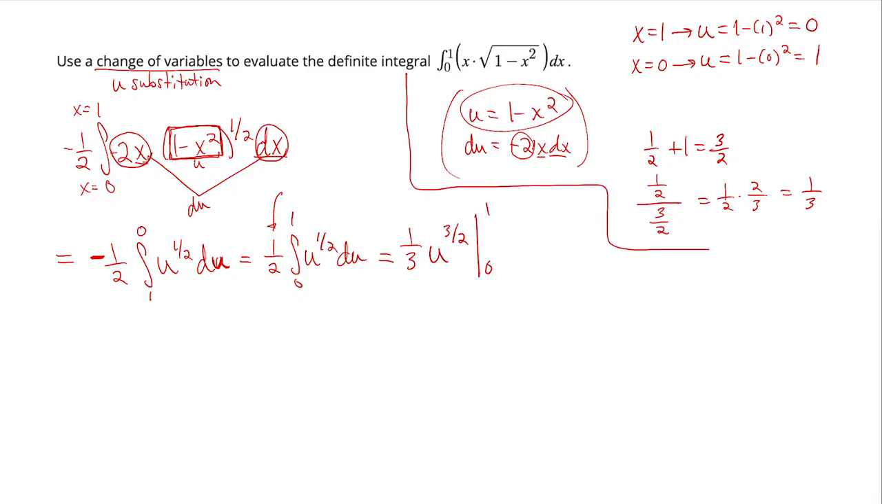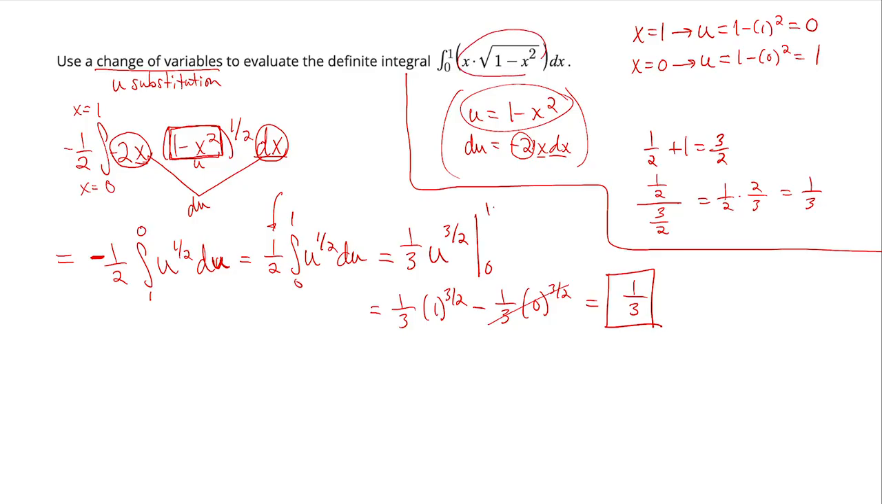Let me just separate all my side work there. Okay, so if I plug in a 1, I get 1/3 times 1 minus what I get when I plug in a 0, which is just 0. So it looks like my answer ends up being exactly 1/3. So that's the area under this curve on the interval 0, 1.